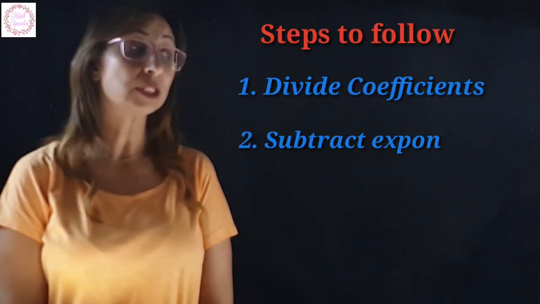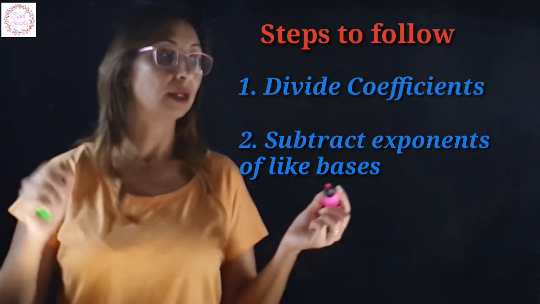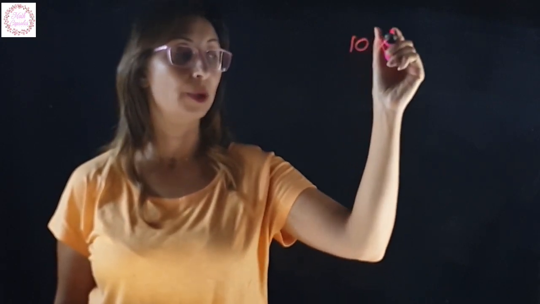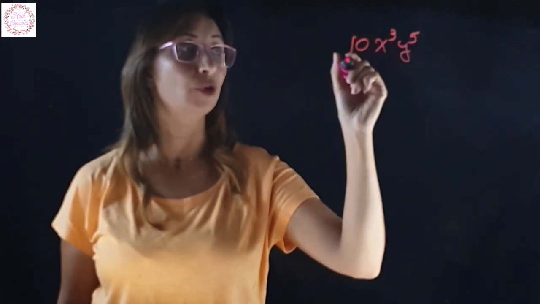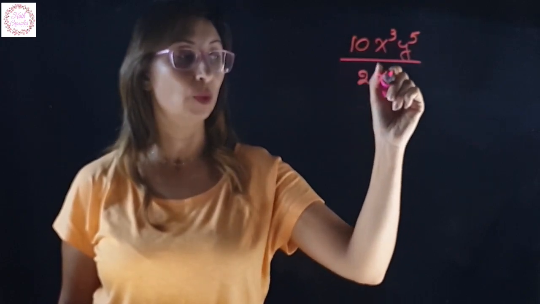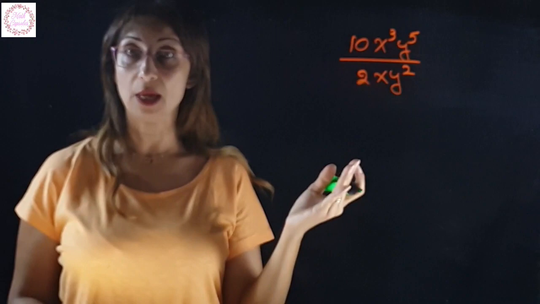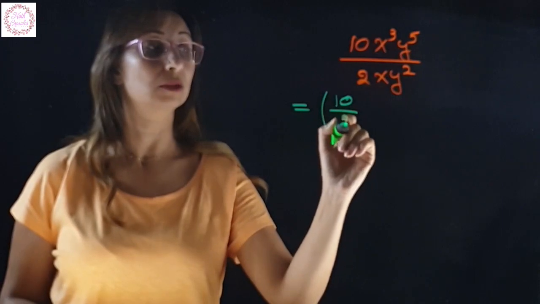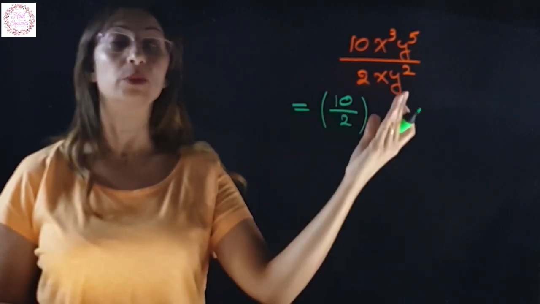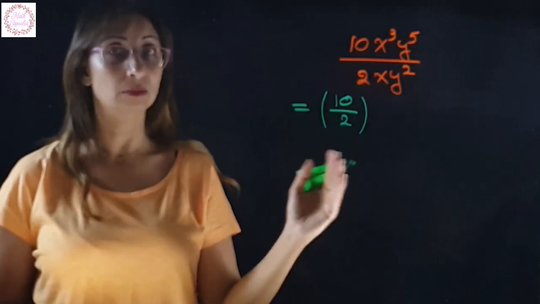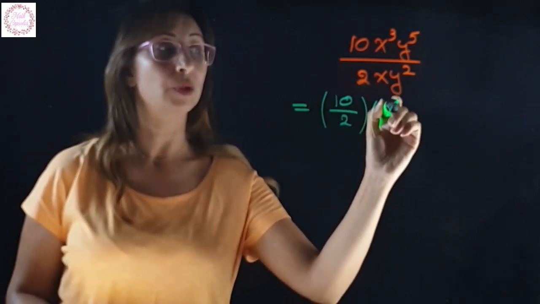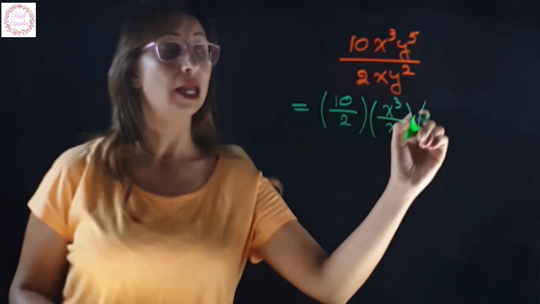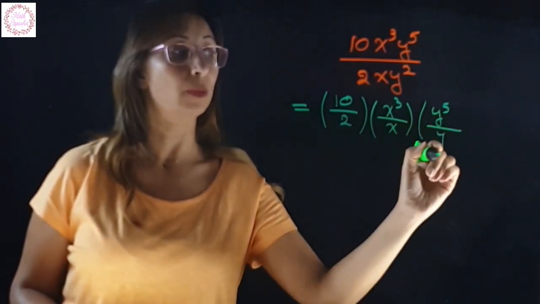Again, to divide monomials, we divide the coefficients first, then we subtract the exponents of like bases. Let's have this example: 10x power 3 y power 5 over 2xy squared. So the first step is you divide the coefficients. So I will separate the coefficients and write them, 10 over 2 first. Then I will separate each common base on its own. So it will be x power 3 over x and y power 5 over y power 2.